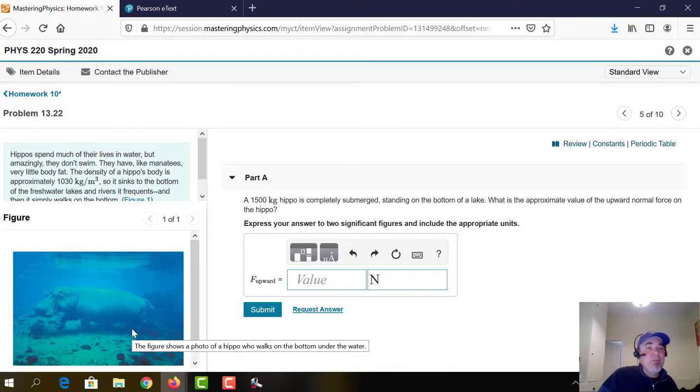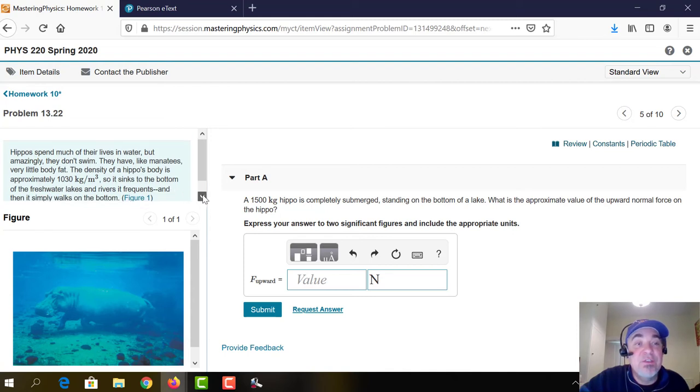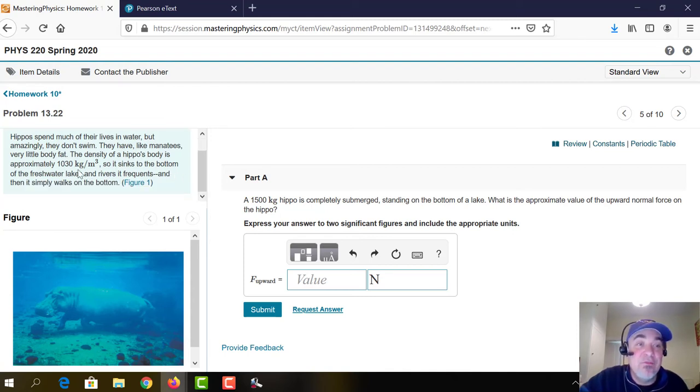Okay, so hippos spend most of their lives in water, but amazingly they don't swim. They have, like manatees, very little body fat. The density of a hippo's body is 1,030. So actually the density is greater than fresh water and similar to salt water. So it sinks to the bottom of a freshwater lake. Okay, so the density of the hippo is 1,030. Density of water is 1,000. So more dense, sinks to the bottom. So it sinks to the bottom of the lakes and rivers it frequents, and then simply walks along the bottom.